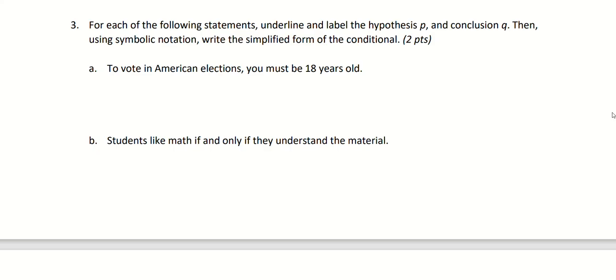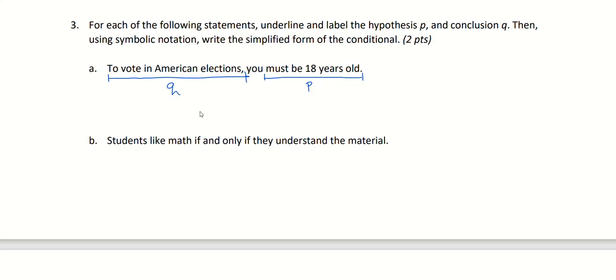If you wanted this to be an if-then statement, what would you do? What would you pick as the if part? If you are 18 years old. And check it out, instead of writing the hypothesis, we use P for the hypothesis normally, right? I'm just going to do this, P. If you are 18 years old, what do we conclude based on this information? Vote in American elections. You can vote in U.S. elections. That's our conclusion.